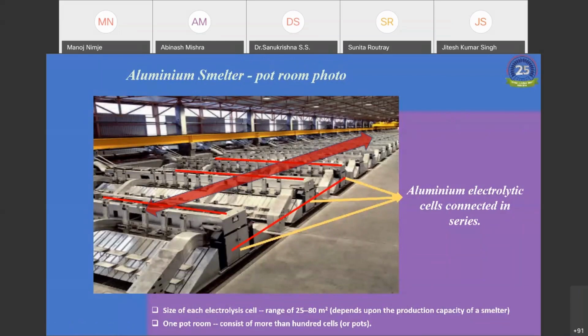A typical aluminum smelter operates hundreds of such electrolysis cells for the production of aluminium. The size of each electrolytic cell ranges from 25 square meters to 80 square meters, depending on the capacity of the aluminum production plant.